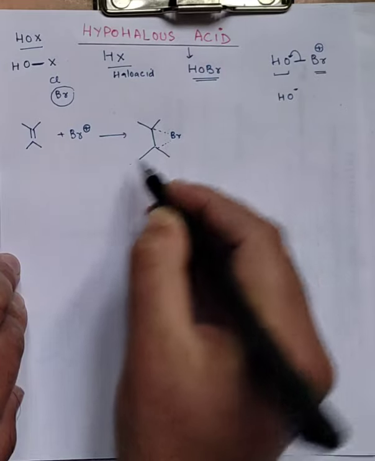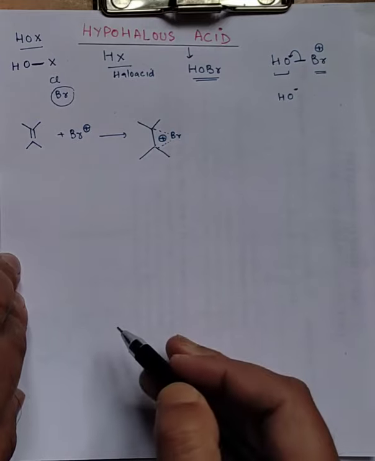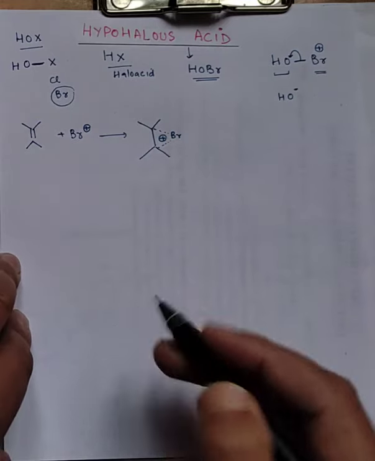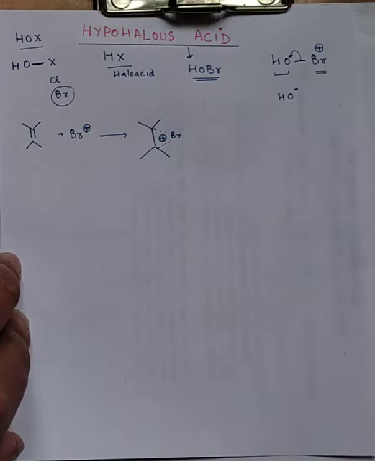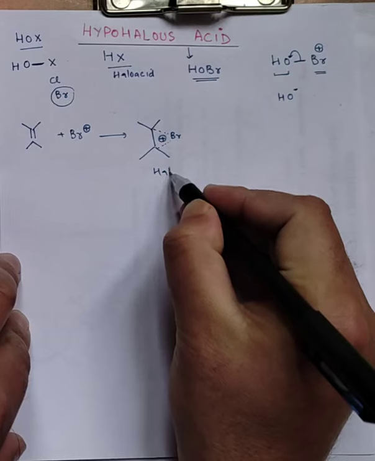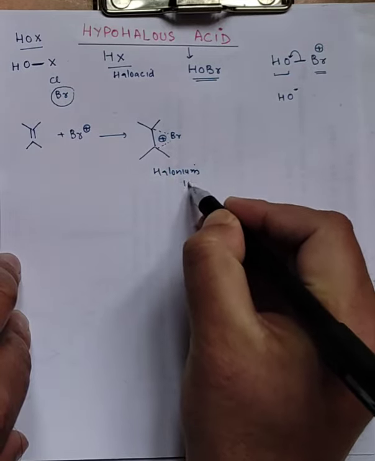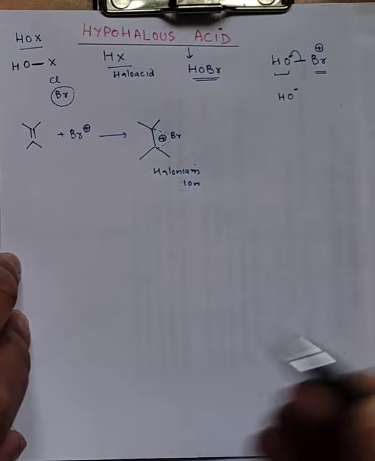ठीक? So what happens? It interacts with the electrophile from the HOBr and it forms this intermediate. It gets plus here, so it forms this intermediate. It's called as halonium ion. You might have heard this also in the halogenation of alkenes. So it's the same intermediate. It's called as halonium ion. So now उसके बाद क्या होता है?